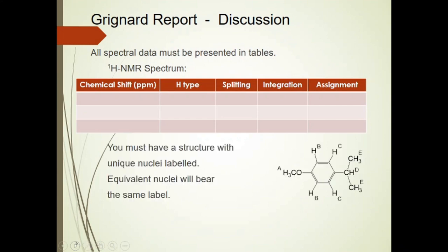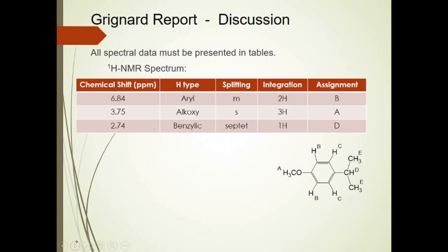To do assignments, to assign a particular peak to a particular hydrogen, you do have to have a structure in which unique nuclei are labeled. Equivalent nuclei will bear the same label. So by symmetry, these hydrogens are equivalent, so they both have the same label. And that structure should be near the table, so someone can look at the assignments you make in your table and quickly look at the structure as well to see what those assignments are.